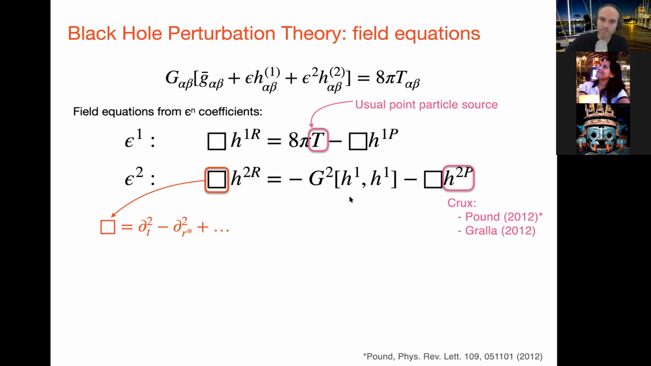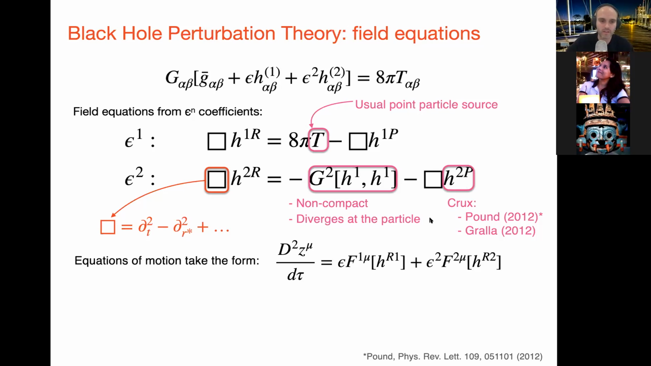But at second order, remember the second order perturbation is sourced by the entire first order metric perturbation. And so this term here is both non-compact, so it's non-zero everywhere in the space-time, and it diverges at the particle, although that divergence is cancelled by this term here. But that subtraction is difficult, at least numerically. But let's suppose you can compute these two things. Once you have it, then your equations of motion here, again, just a slightly different form, the geodesic equation plus some first order forcing term and a second order forcing term.